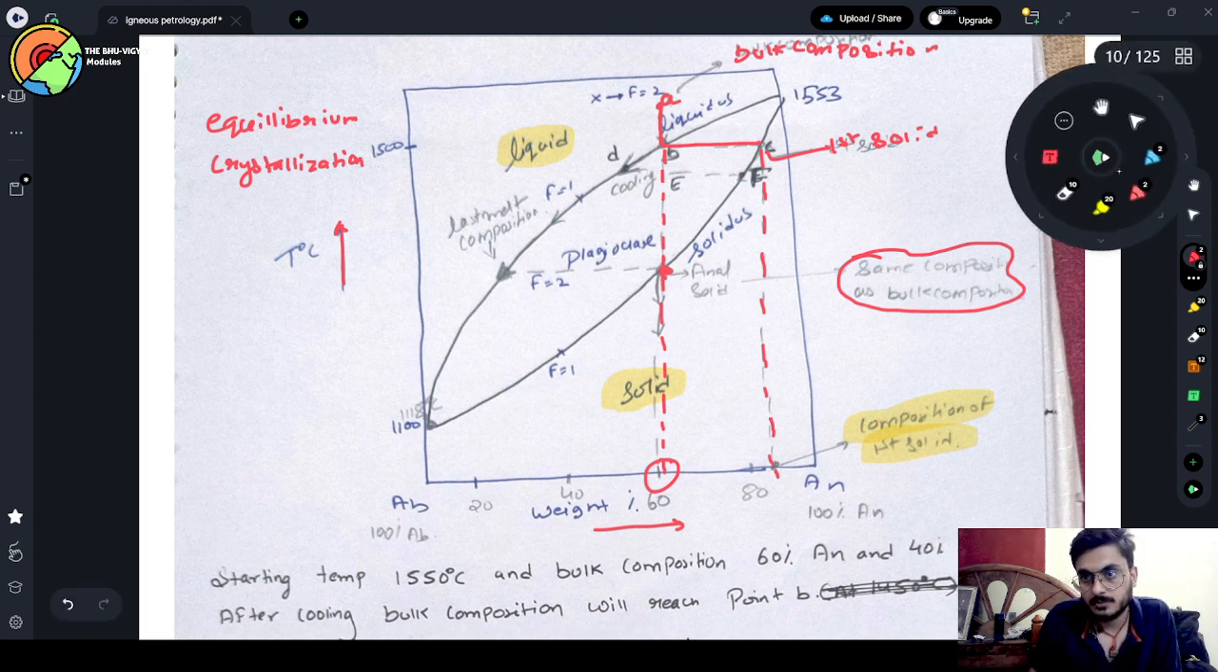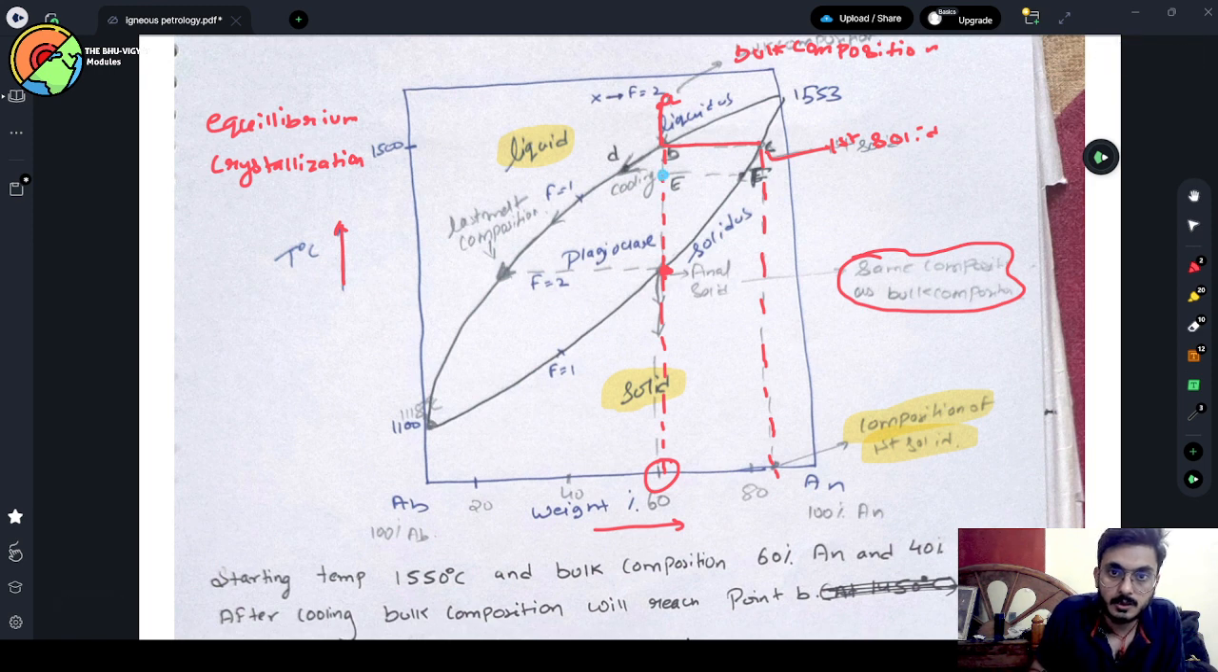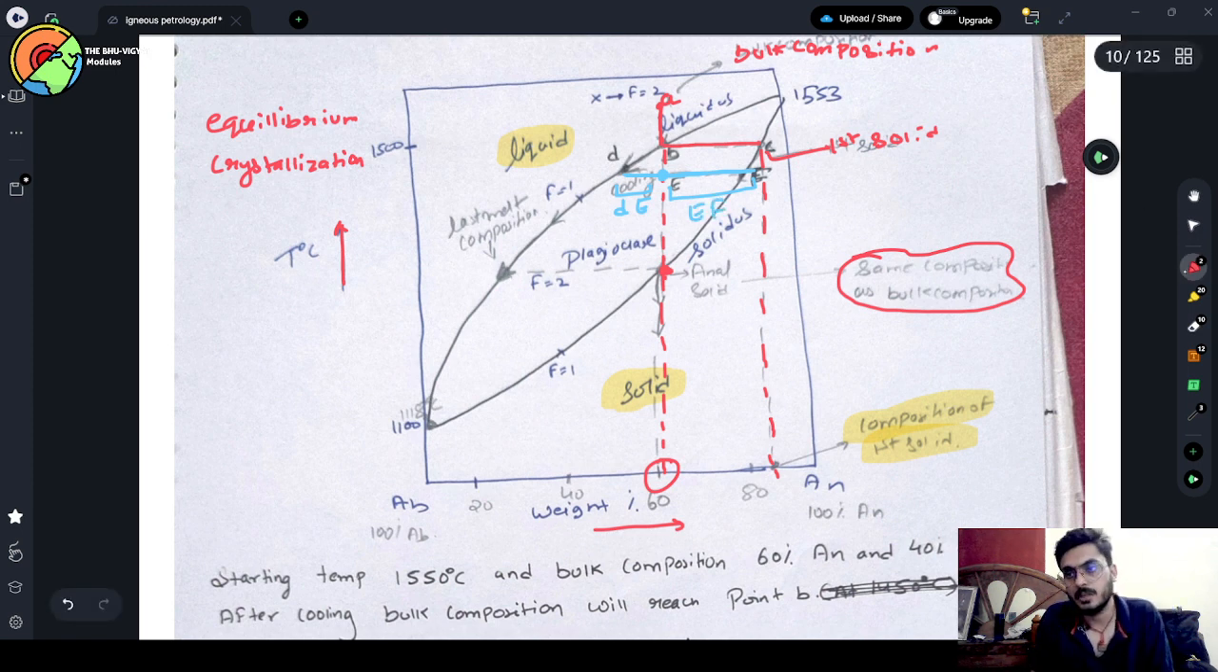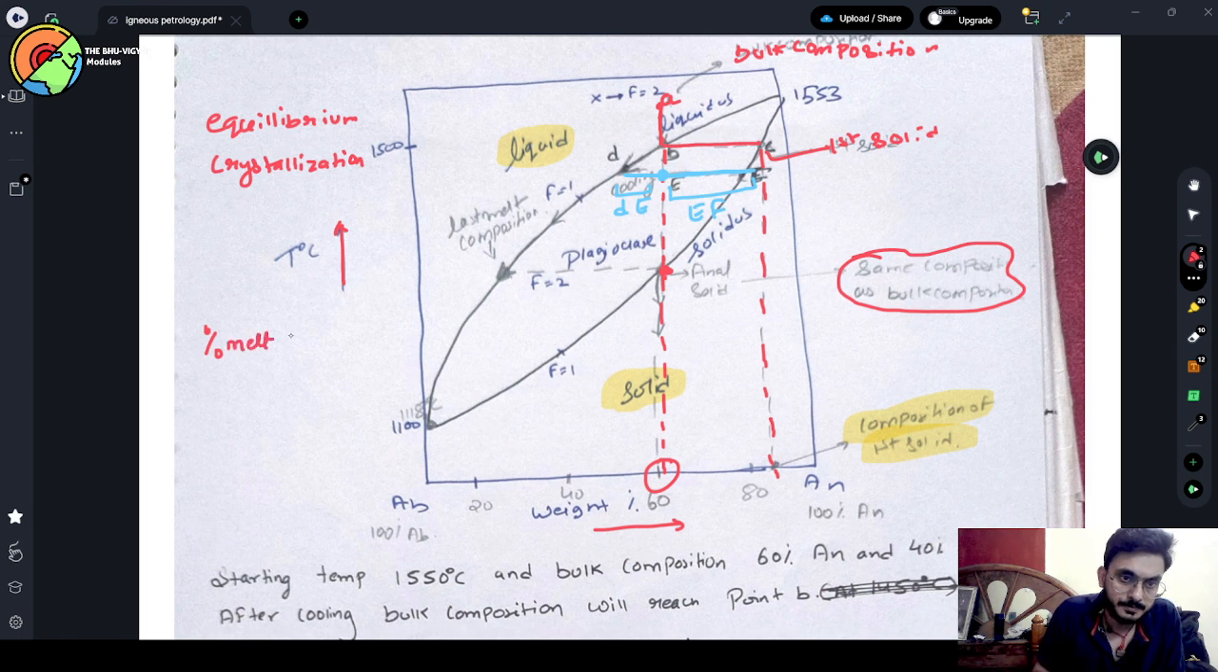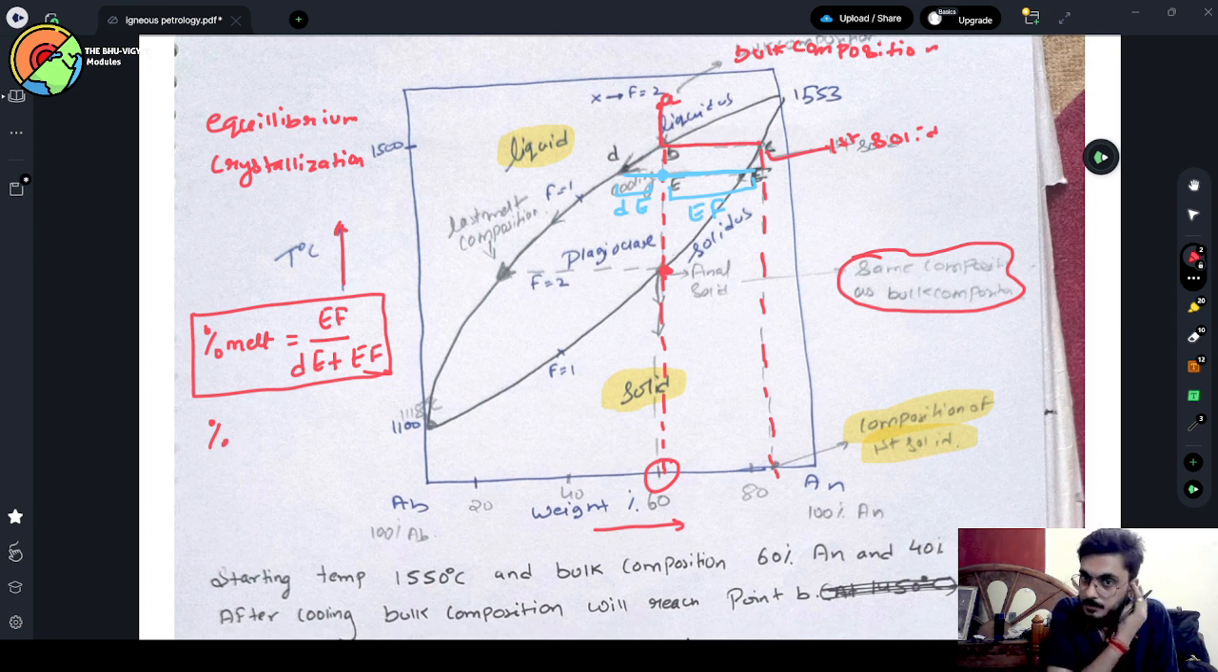Now suppose someone asks what is the composition of solid or liquid at this point. Then we apply the lever rule here. We project like this, and let's say this distance is DE and this distance is EF. To calculate the percentage of melt, we take the opposite side from the melt, where the solid is, so it will be EF divided by the total, DE plus EF. If we have to calculate the percentage of solid, we take the opposite side, that is DE, divided by the total DE plus EF.